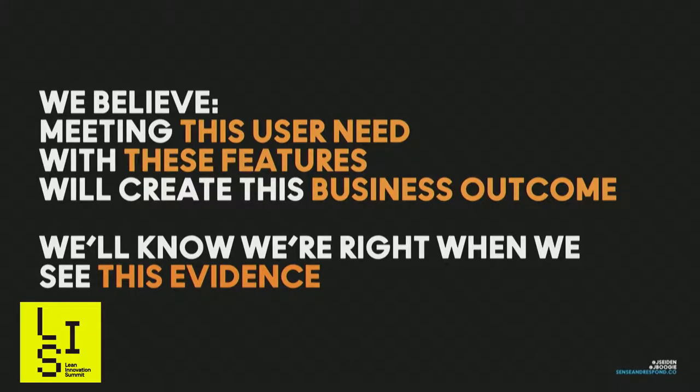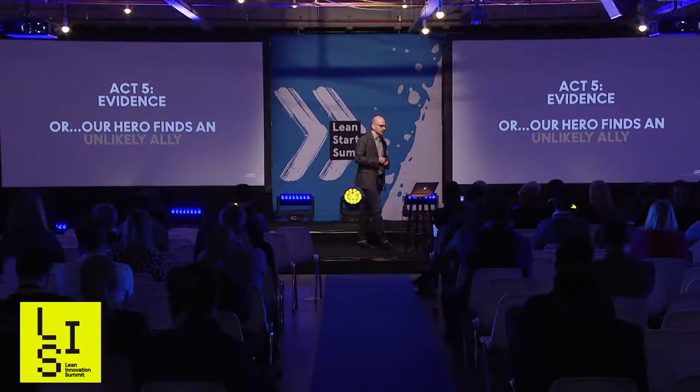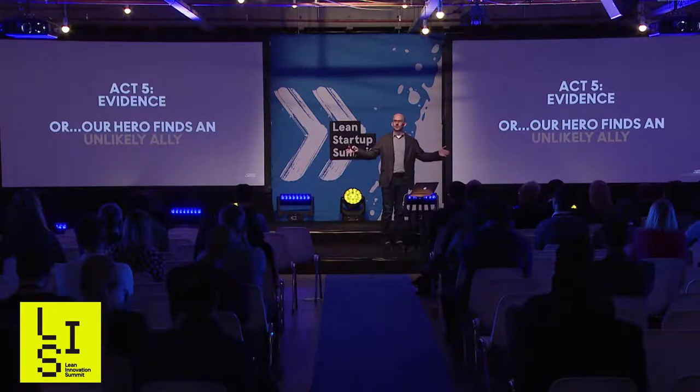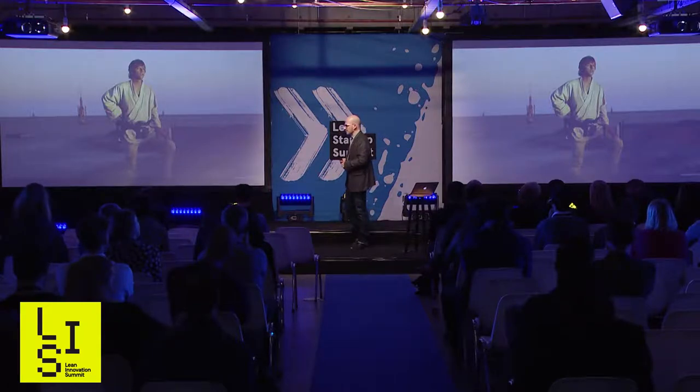So this is our hypothesis statement, and this is where we are at this point, right? We believe that meeting cost, efficiency, and timeliness with greater efficiency in a license agreement will create less reliance on sales, higher margins, and maintain loyalty. Let's go to Act 5, or evidence. How do we know that this works? Or as we like to say, our hero finds an unlikely ally.